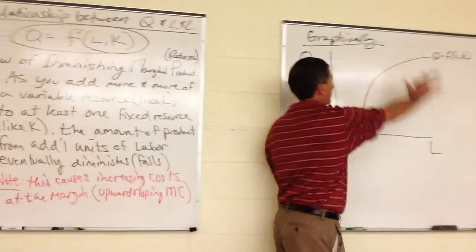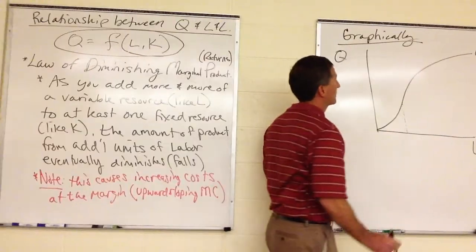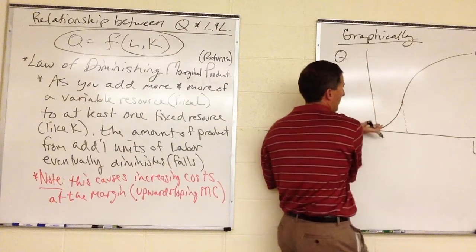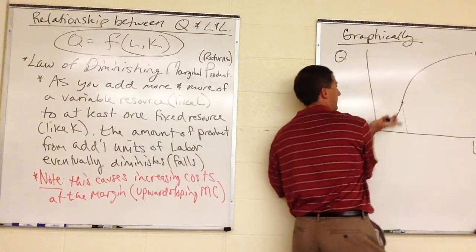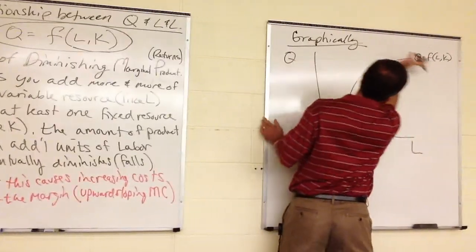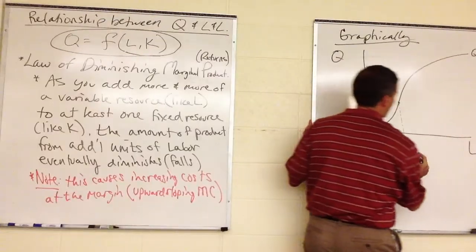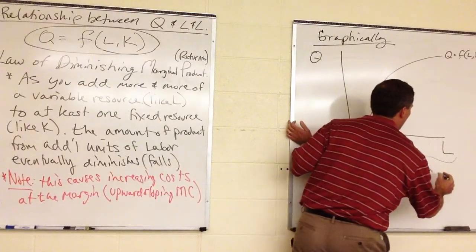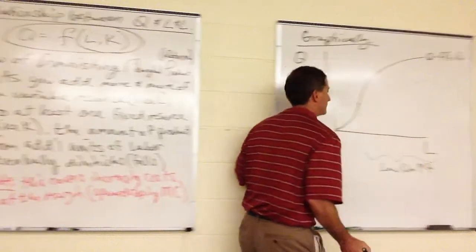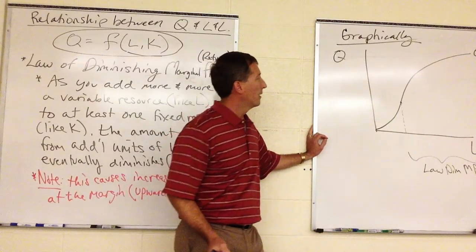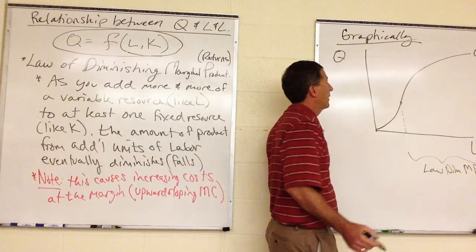So that's the way that would look in functional form here. At this transition point where this thing quits going up, instead of increasing at an increasing rate, it starts increasing at a decreasing rate. That is where the law of diminishing marginal product kicks in.